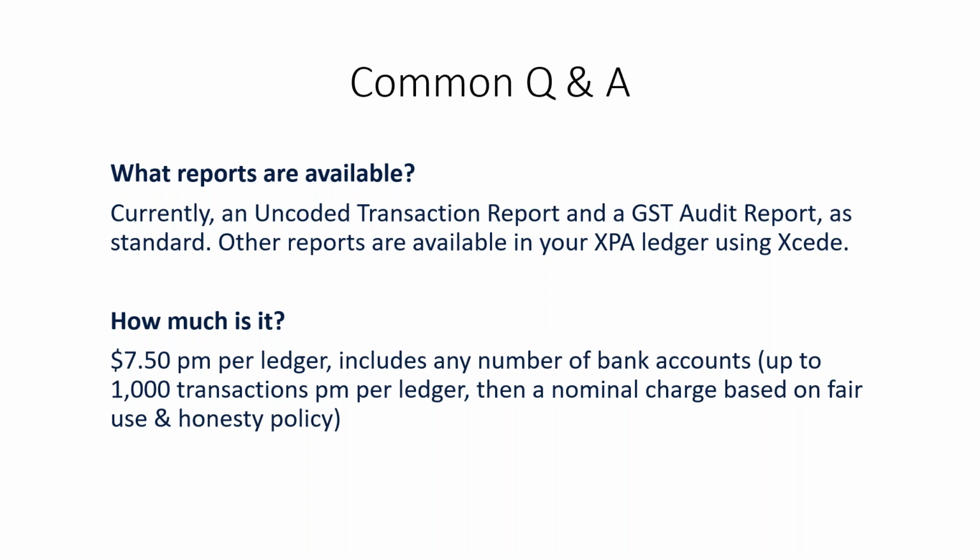So the big question, how much is it? It is $7.50 per month per ledger. That does include any number of bank accounts. It does allow up to 1,000 transactions per month across those bank accounts. And above there will be a charge for any additional transactions, but we feel that that should be more than enough for the type of clients that you have that would be using bank data as an application to be able to get the information into XPA.